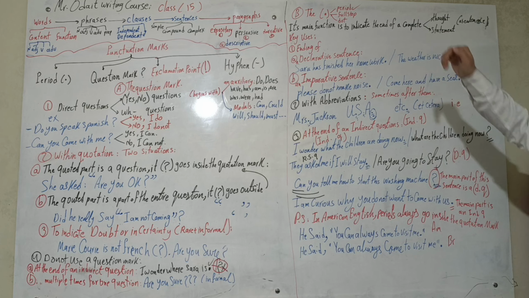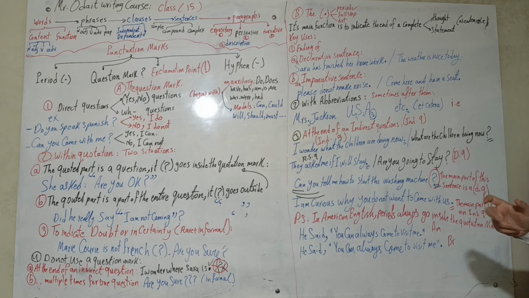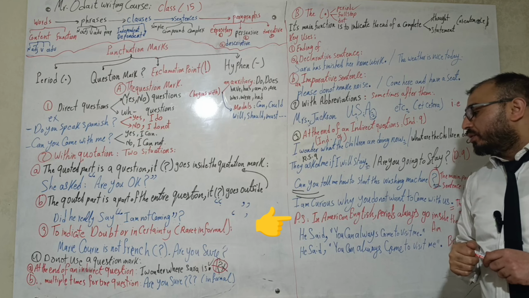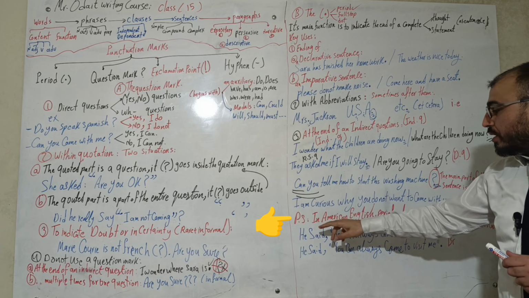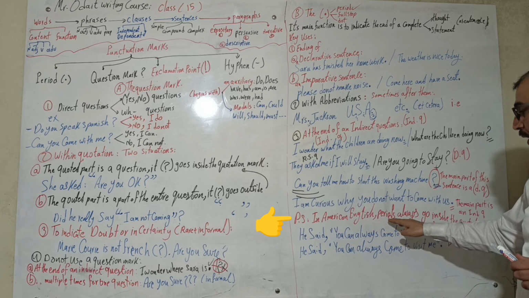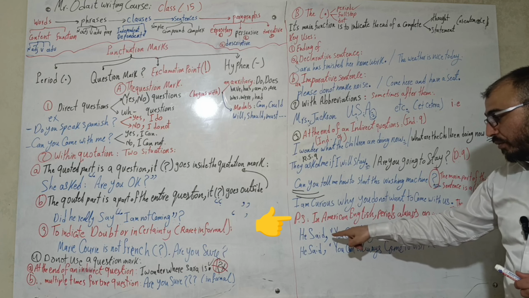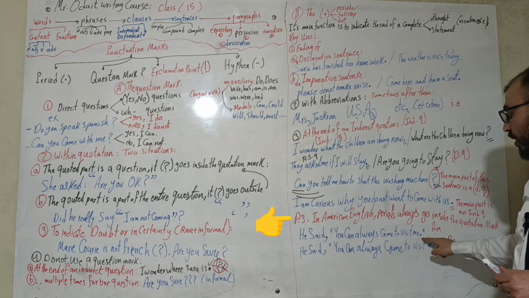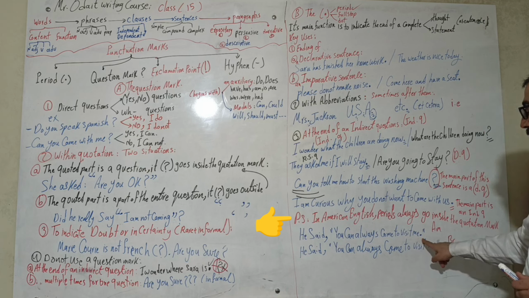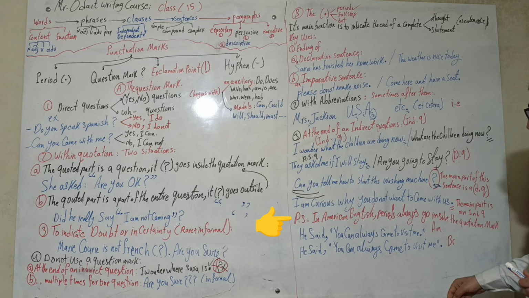In here, my friends, before I finish talking about the period, I would like to mention a very important note, which is that in American English, the periods always go inside the quotation marks. When you quote someone, the dot or the full stop comes inside the quotation marks, while in British English, it goes outside the quotation marks.